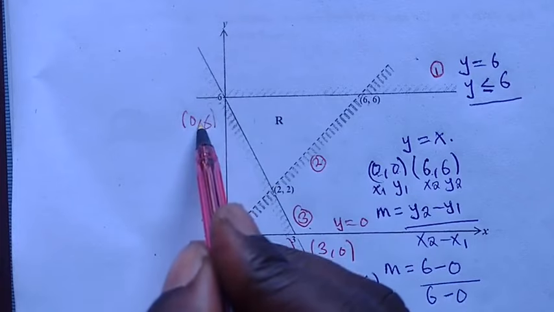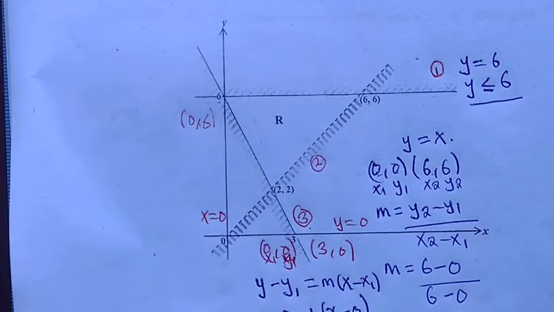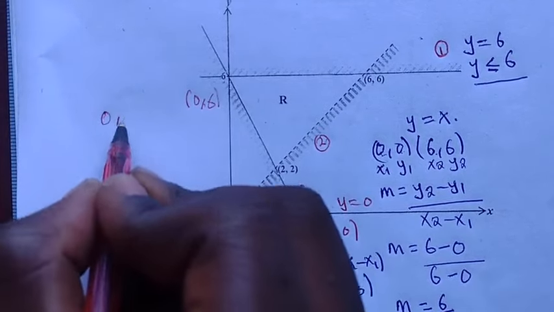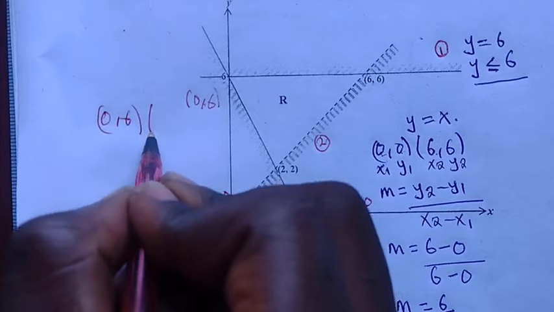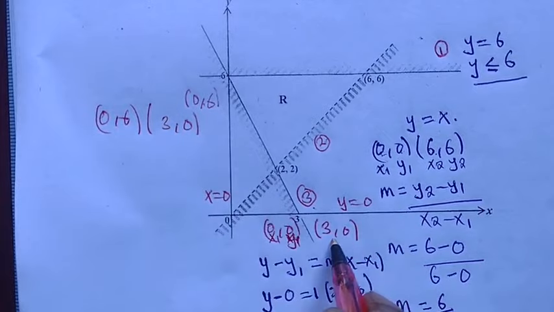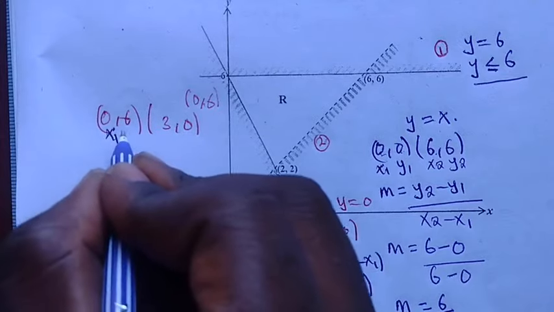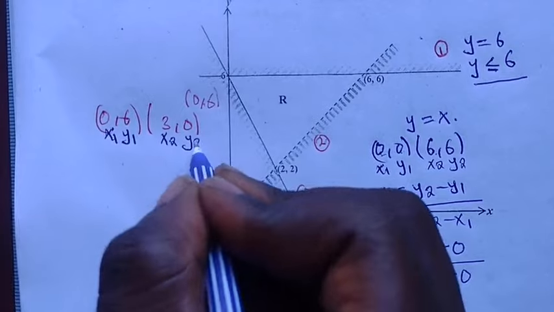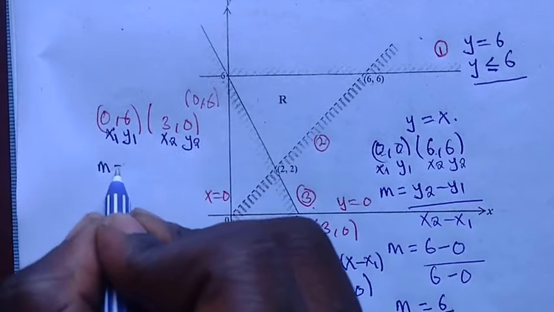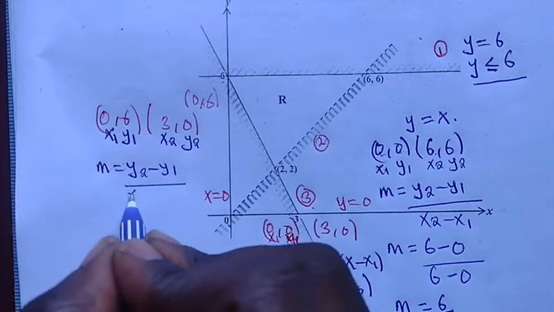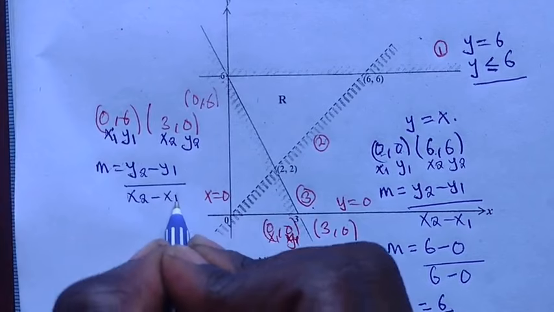So you can use these points and these coordinates to find the gradient. We will pick 0, 6, and also pick 3, 0, which is this one. So what you do now, just rename your points. This is x1, y1, x2, y2. Find the gradient, m equal to y2 minus y1 over x2 minus x1.